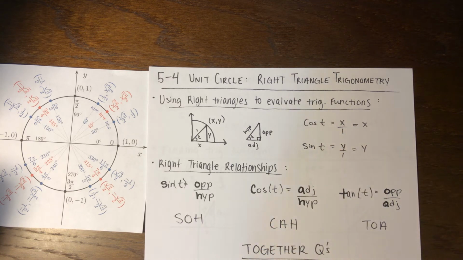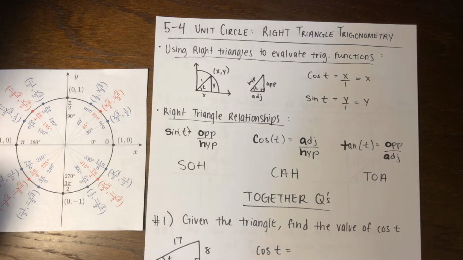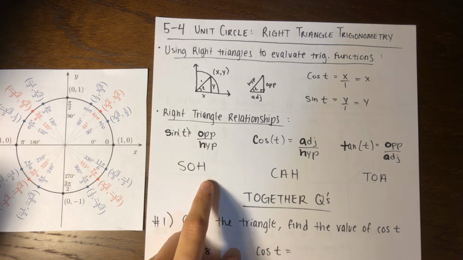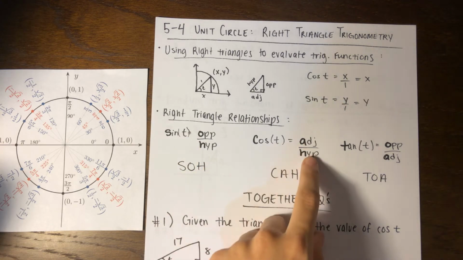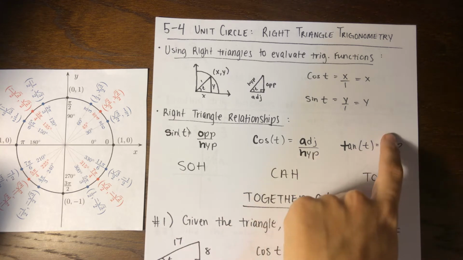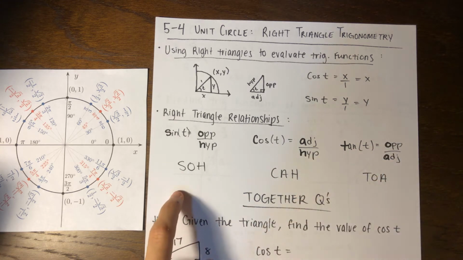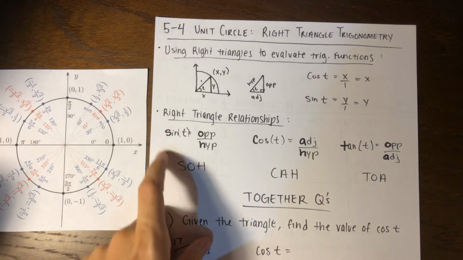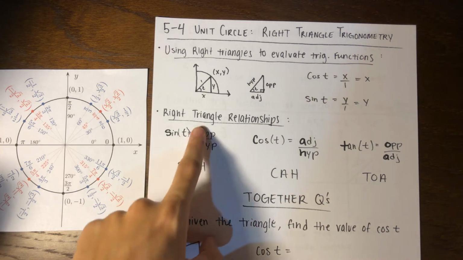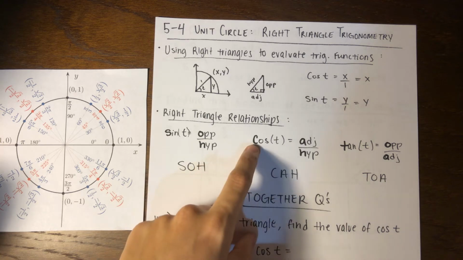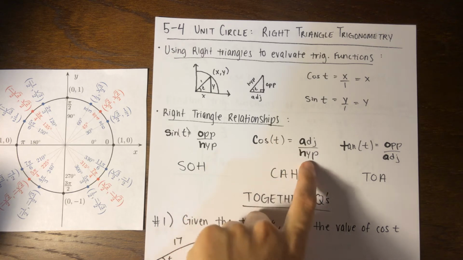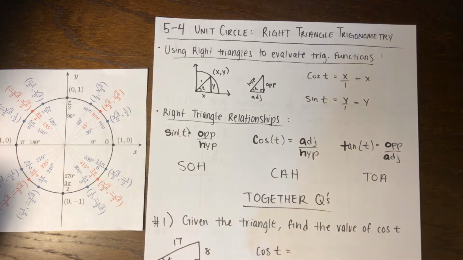So when we're dealing with sine, cosine, and tangent, we're talking about right triangle relationships. Sine is opposite over hypotenuse, and cosine is adjacent over hypotenuse, and tangent is opposite over adjacent. The way people remember this is SOHCAHTOA. S-O-H: sine is opposite over hypotenuse. C-A-H. So it's just a way to remember it, SOHCAHTOA.